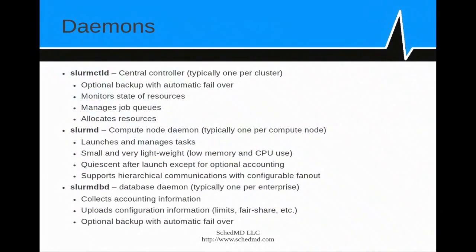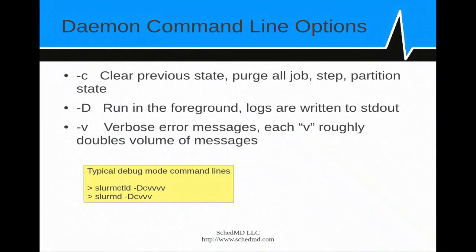The slurmdbd daemon is a database manager. There's typically one for an entire enterprise, so for a whole computer center. It collects the accounting information, it uploads configuration information. When an administrator adds users or changes fair share or limits, that information gets pushed out to the appropriate Slurm control daemons on the appropriate clusters. You can configure an optional backup with that, with automatic failover in case your primary node dies.